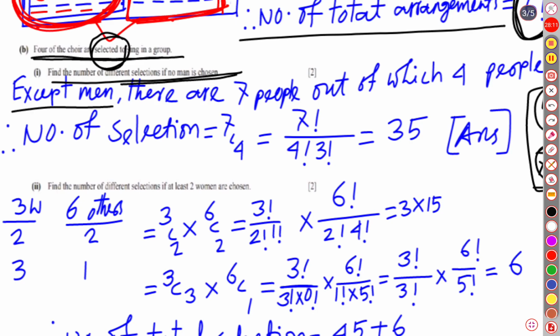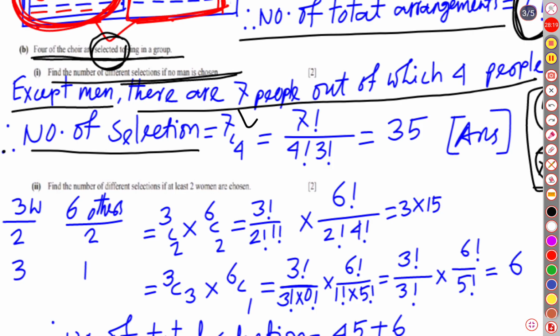Except men, there are 7 people, out of which 4 people are to be chosen. So the number of selections is equal to 7 choose 4, that means 4 should be chosen from 7. First one is selection, okay.